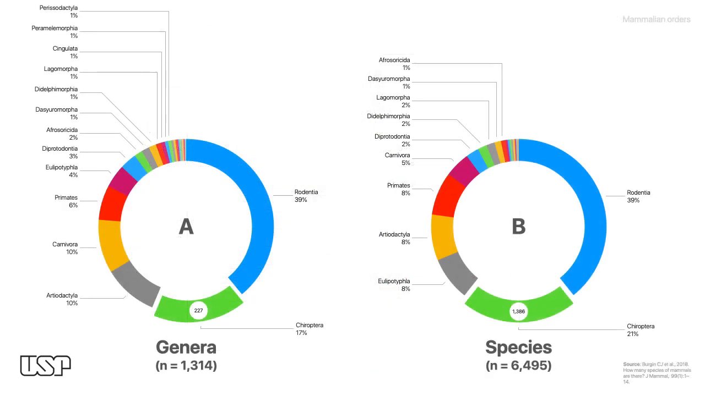There are 27 mammalian orders, 1,214 genera, and 6,495 known species. Here the 27 mammalian orders are organized by genera, in chart A, and species, chart B. In both charts, rodents make up 39%. Bats, the second most numerous mammalian order, make up 17% of the genera, or 227 genera, and 21% of the known species, or 1,386 species.